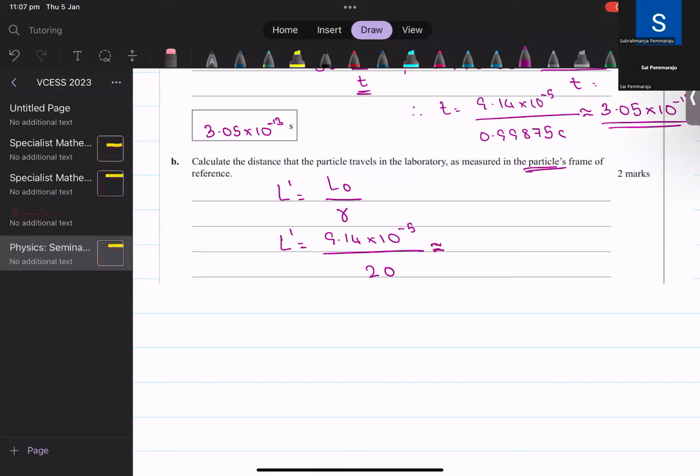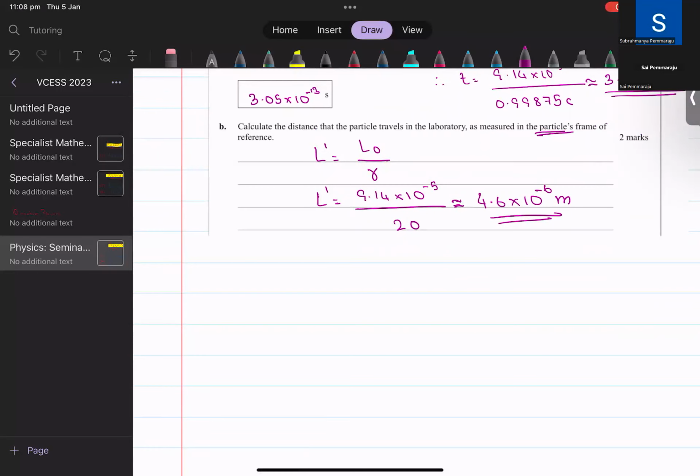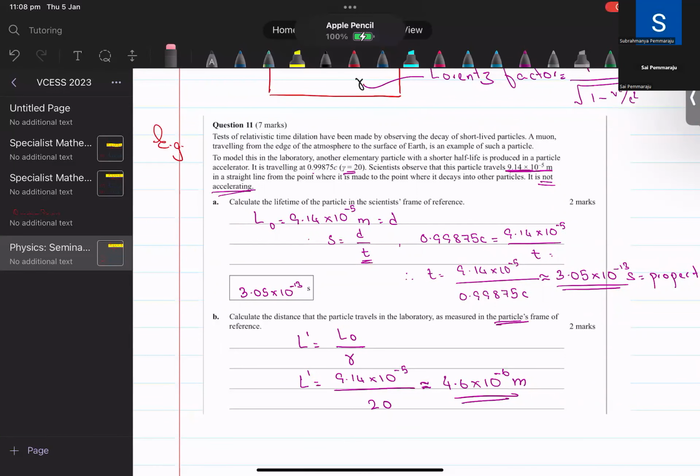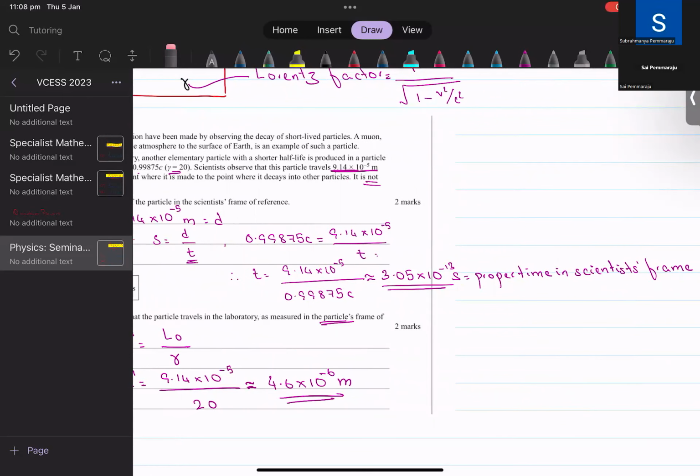So 9.14 by 10 to the minus 5 over 20 is approximately equal to 4.6 by 10 to the minus 6. This is just me plugging it into my calculator. So that's generally how a question on special relativity comes up on the exam. You have both time dilation and length contraction that are generally examined.